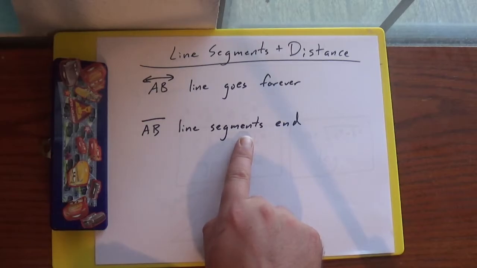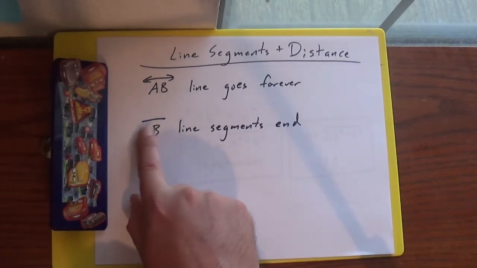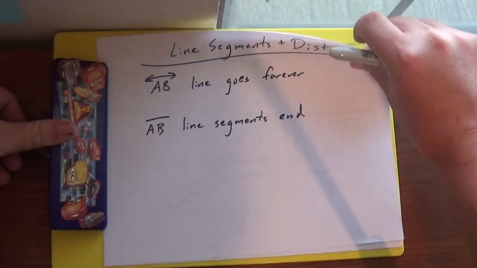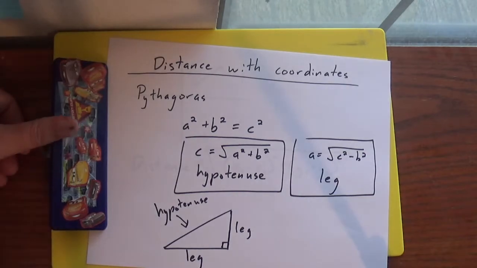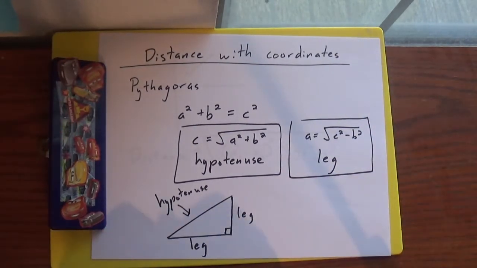Now, a line segment means that it ends. So it ends at A and it ends at B, and it doesn't have the arrows on top. Now, if we're doing distance with coordinates, distance with a line is easy. You just count how far from here to there, you're good.